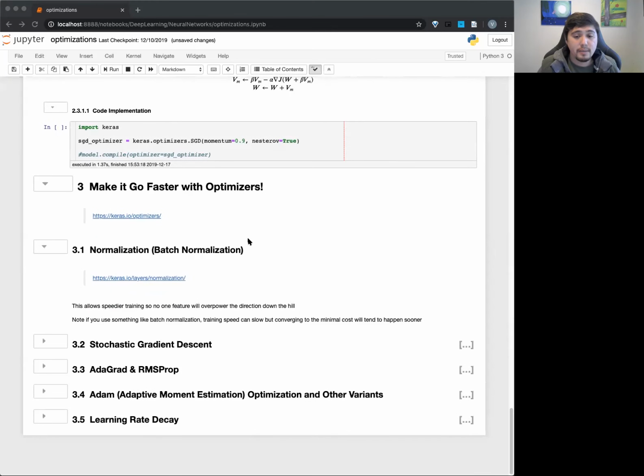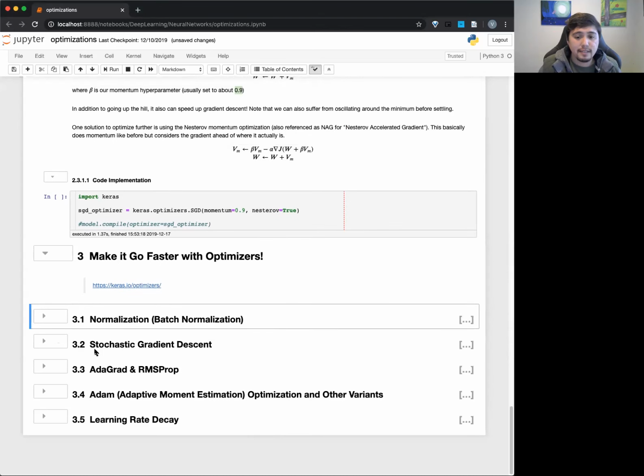So now we started talking about actual optimizers. I mentioned normalization, batch normalization. Know that basically is just an extra step between the layers. And then I think where we left off finally was stochastic gradient descent.